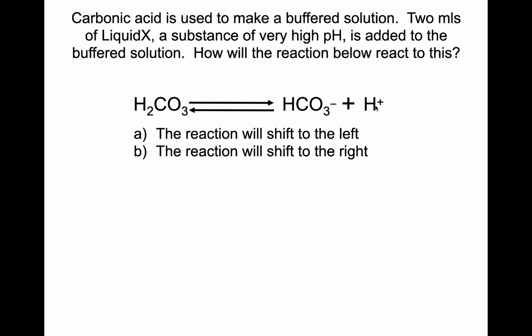This is going down. If the concentration of these protons is going down, then this reaction has to shift in this direction. It has to shift from left to right. These conjugate acids have to break down to replace some of those missing protons. So the answer to this question is our reaction has to shift from left to right. So B is the answer.